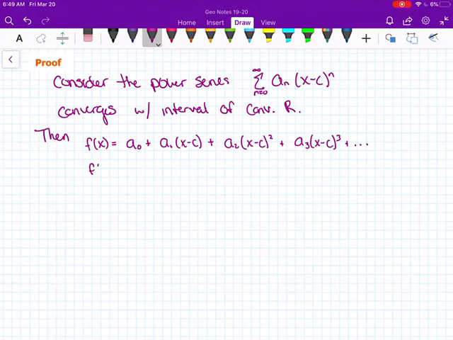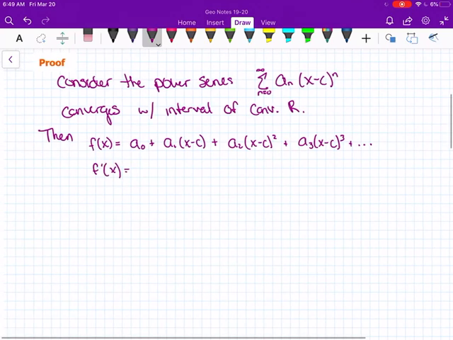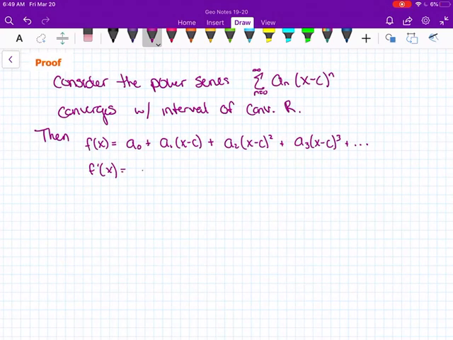If I take the first derivative of that, my constant a sub 0 goes away, and now my first term is going to be just the constant a sub 1, and then I'm going to have 2 times a sub 2 times x minus c plus 3 times a sub 3 times x minus c squared, and so on and so forth.